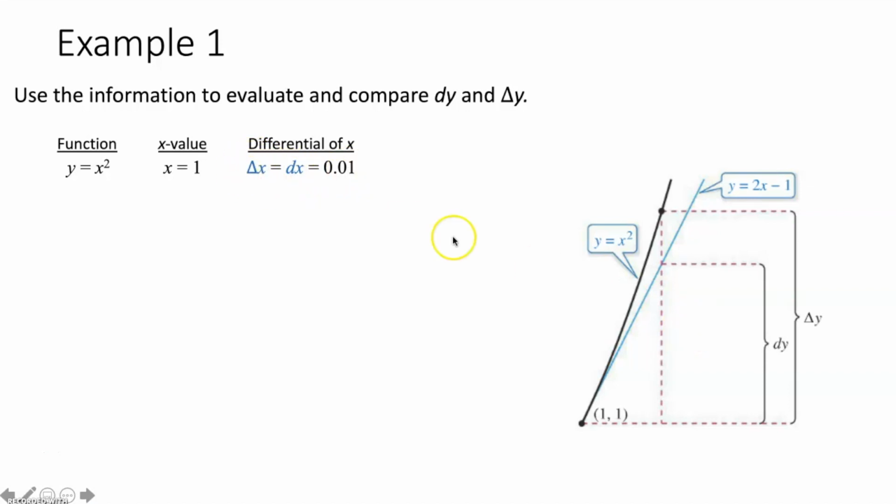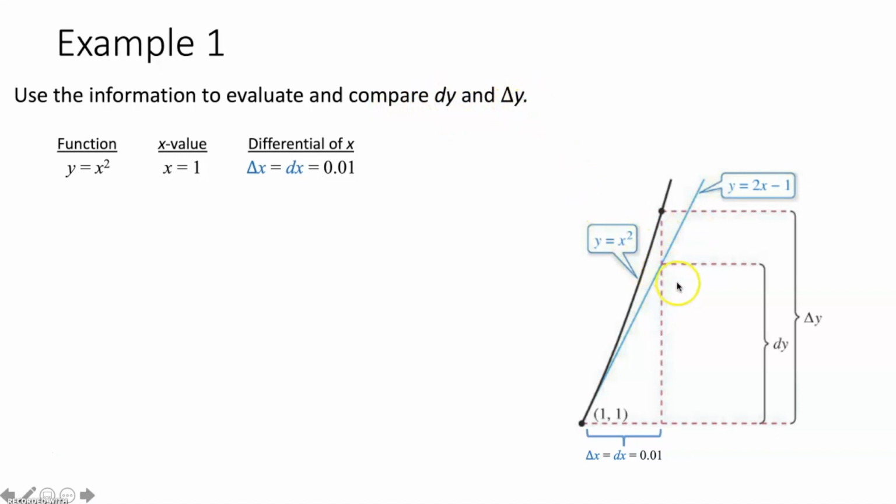Now if we take a look at the graph, we have an x value c, which in this case is at x is equal to 1. We are then going to choose another x value, a certain distance away from x is equal to 1. And that distance we are going to call delta x or dx, and we know that's 0.01. We then have created a new x value over here, c plus delta x, or in this case, 1 plus 0.01, or 1.01. Now what we're trying to do here is compare dy and delta y.